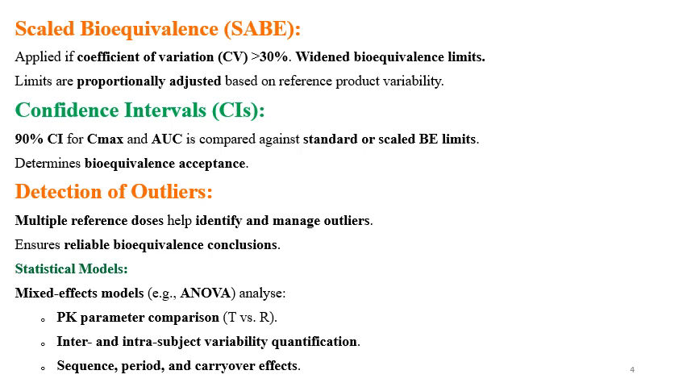Confidence intervals: the 90% CI for Cmax and AUC is compared against the standard or scaled bioequivalence limits, and it determines the acceptance for bioequivalence. CI limits for Cmax are widened based on the scaled bioequivalence. Detection of outliers: multiple reference doses help to identify and manage outliers, and it ensures reliable bioequivalence conclusions.